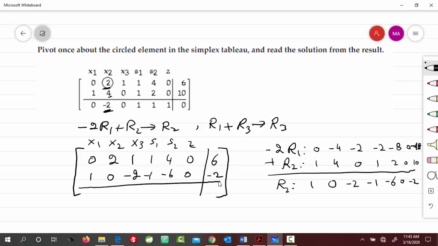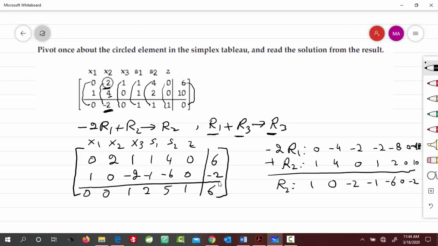And then for the third row, simply add row 1 with row 3, and this would be new row 3. I can simply do it directly. This 0 added to this 0 is 0. Similarly, this 2 added to this negative 2 is 0. Then 1 added to this 0 is 1. Then this 1 added to this 1 is 2. Then 4 added to this 1 is 5. This 0 added to 1 is 1. And 6 added to 0 is 6. And that's what we were asked to do. We have to read it.